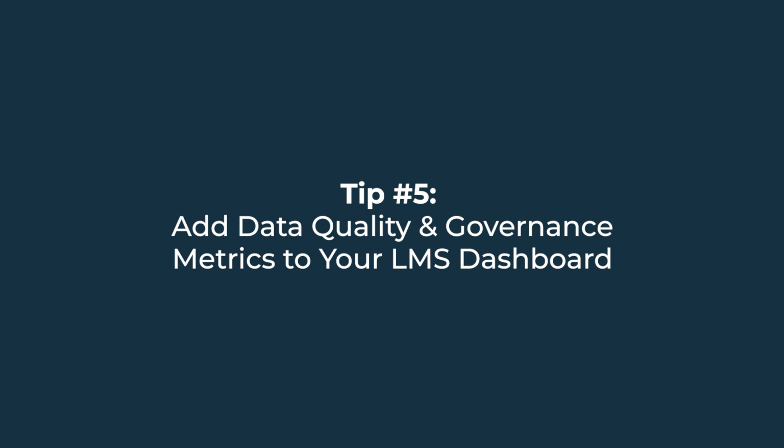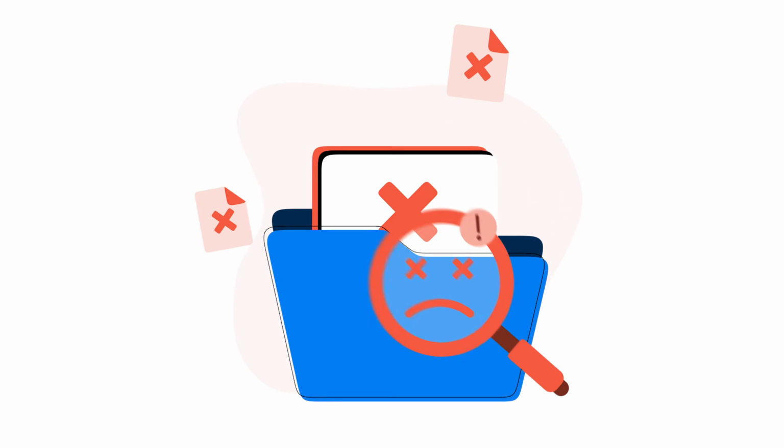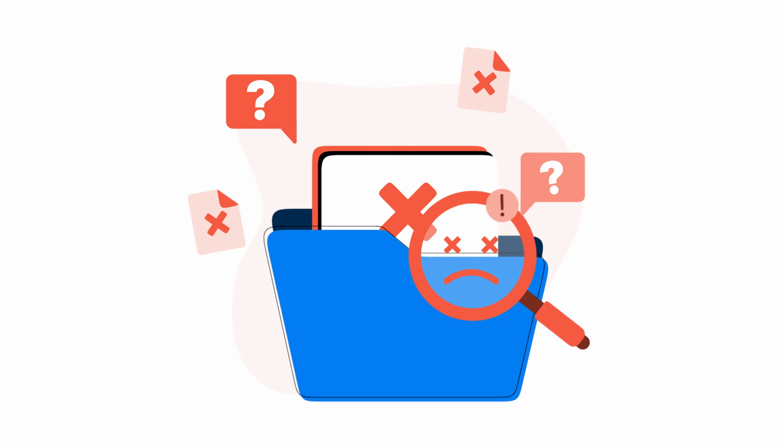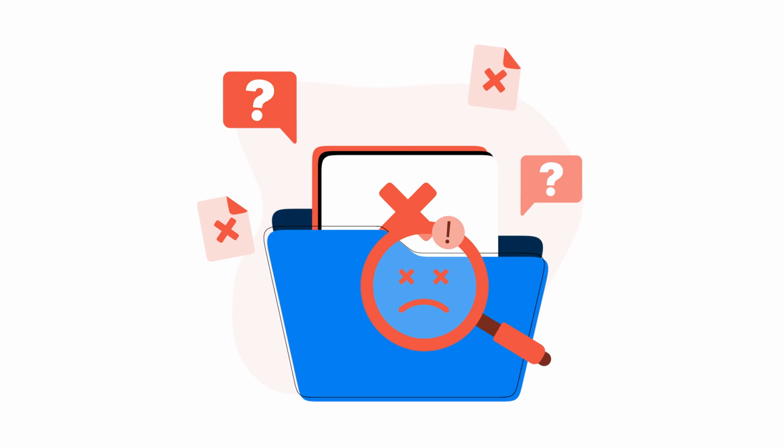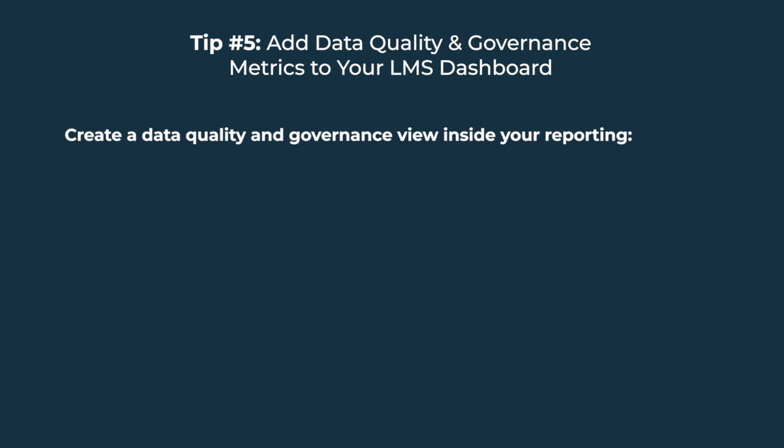Tip number 5, add data quality and governance metrics to your LMS dashboard. Here's the truth. Bad data kills good analytics. If your LMS is full of outdated org structures, inactive users still showing as non-compliant, and duplicate courses with similar names, your reports will be noisy and your decisions will be shaky. Create a data quality and governance view inside your reporting.